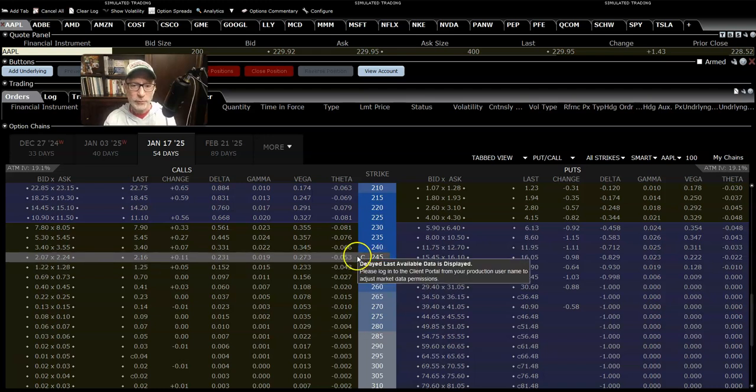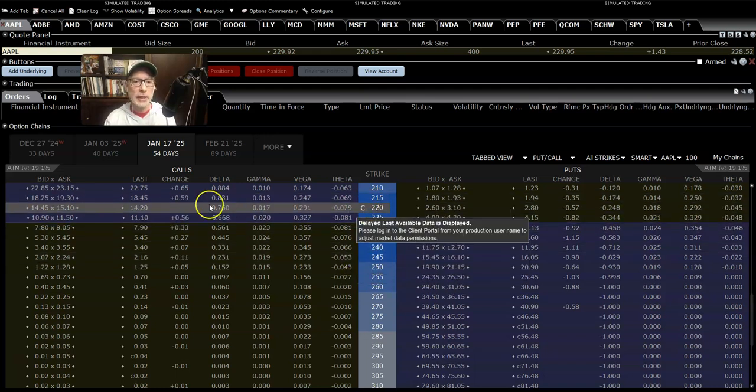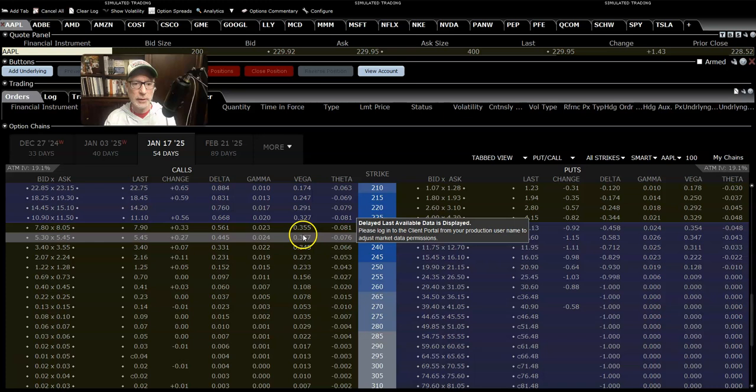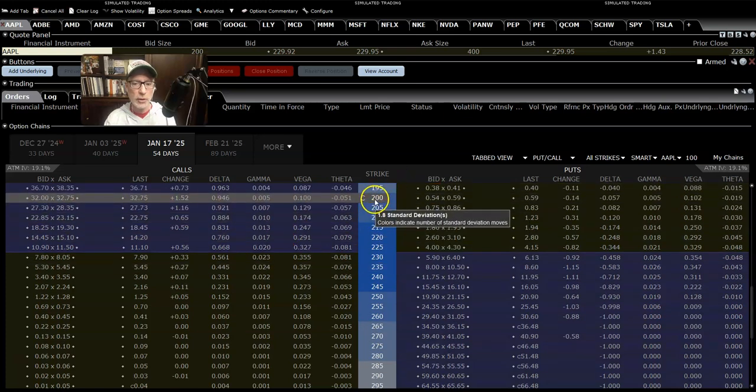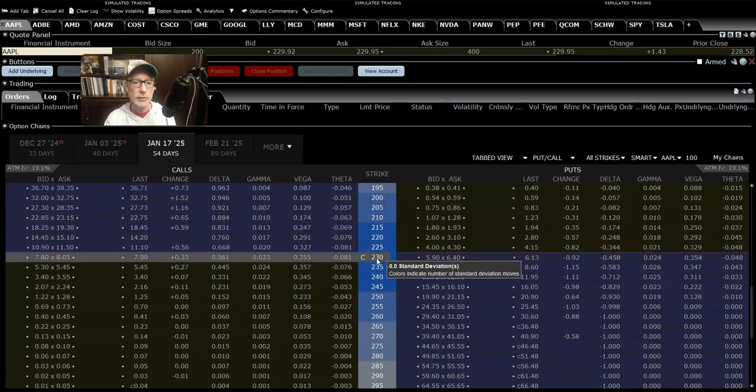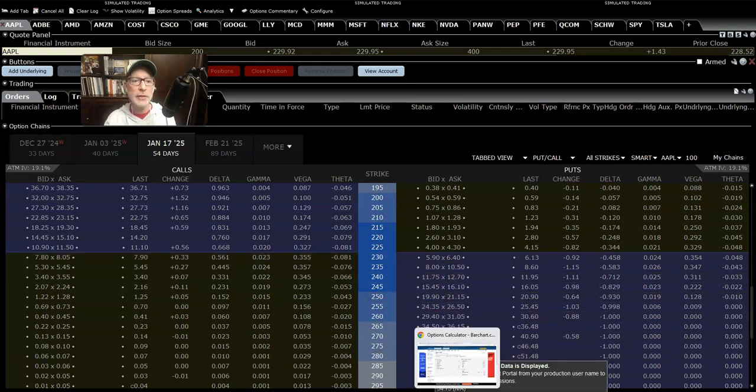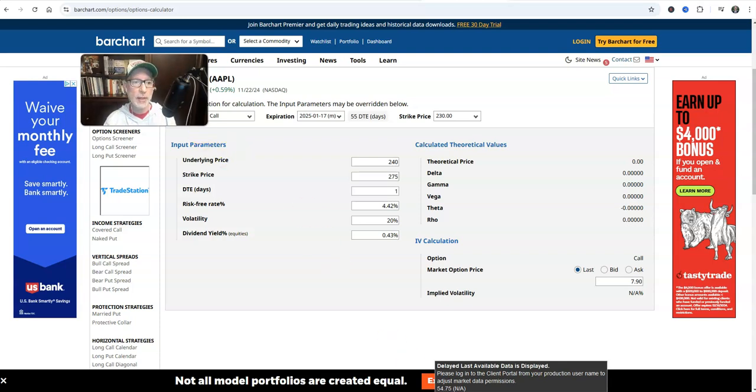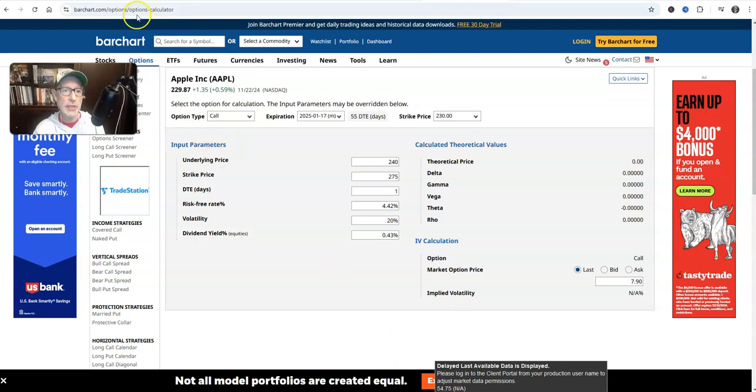But anyway, so you've got the 210. What were we looking at here? The 200 calls, and you've got the 230 calls. So let's look at an option calculator and figure out how the delta affects the option prices, depending on how long you decide to hold that option for. Okay, so let's pull up an option calculator. This is barchart.com. You get your free options calculator. Your broker probably has something similar to this as well, but we like to use Barchart here.